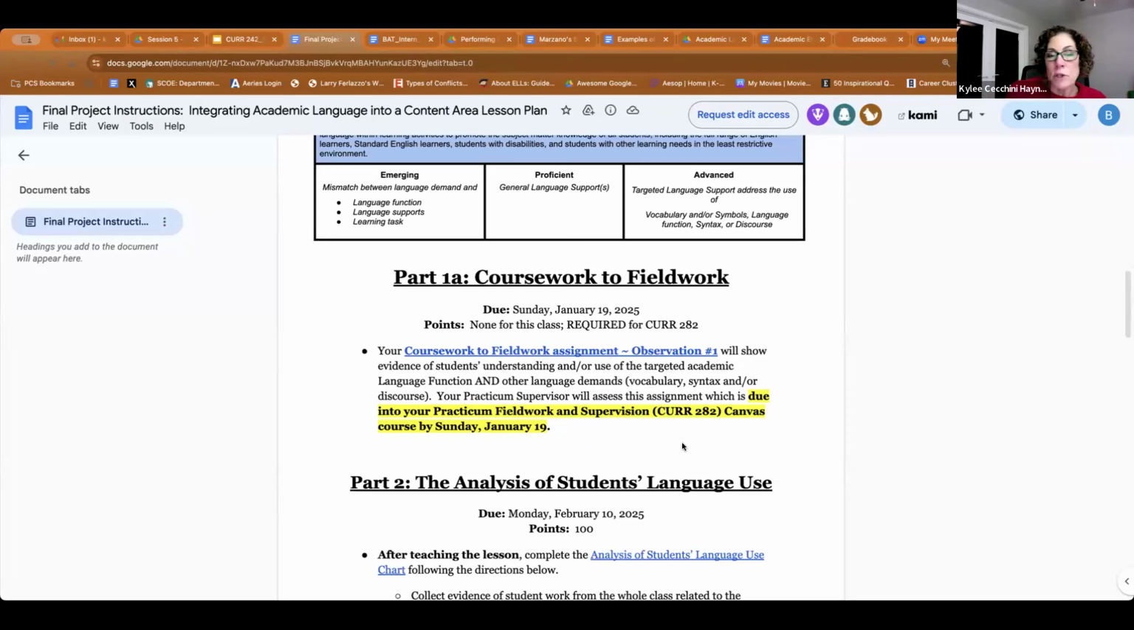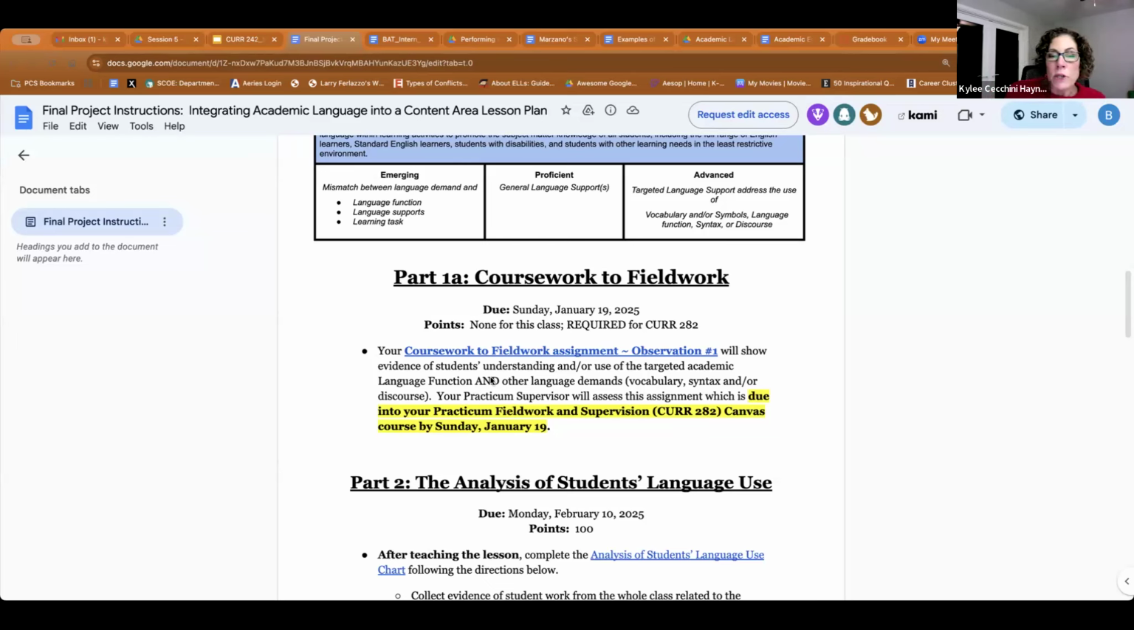In your lesson plan, you have identified what the language function is. Students are going to describe, let's say, and you're going to teach the vocabulary word describe, and the vocabulary word tincture, and the vocabulary word something else. You're also going to choose discourse, because you're going to teach them how to write a descriptive paragraph for a lab report. Okay.